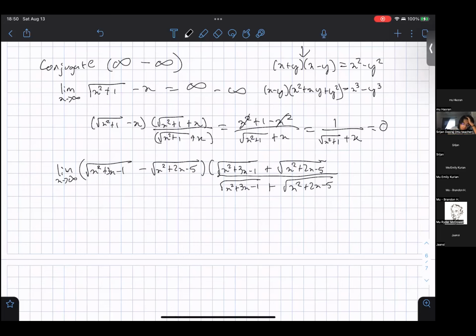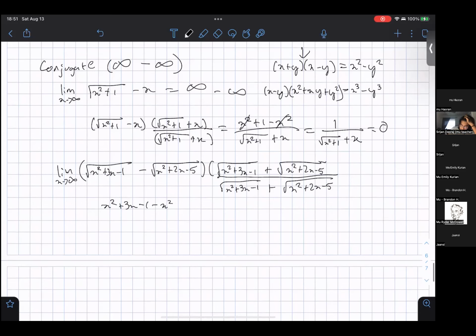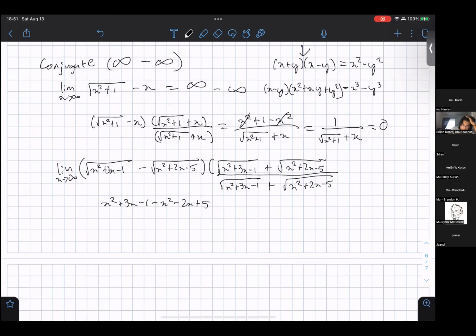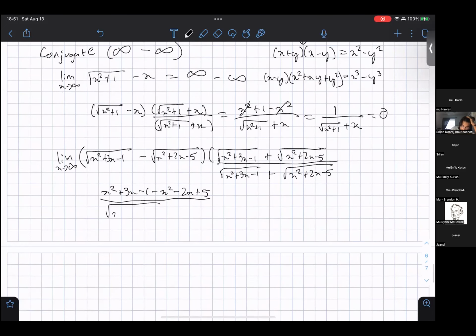And if we expand and cancel, we'll get x squared plus 3x minus 1 minus x squared minus 2x plus 5, all over the square root of x squared plus 3x minus 1 plus the square root of x squared plus 2x minus 5. So these x squareds cancel, and we're left with x plus 4 on the top, and on the bottom the square root of x squared plus 3x minus 1 plus the square root of x squared plus 2x minus 5.